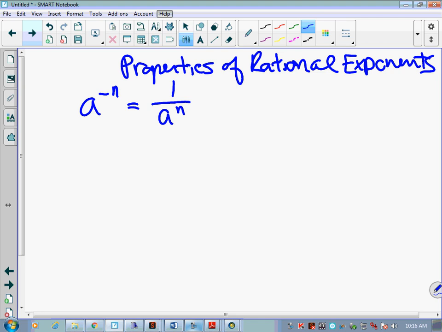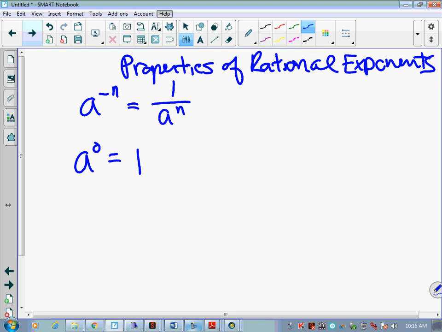Okay, the zero exponent property. Anything to the zero exponent is 1. Doesn't matter what it is. Okay? Doesn't matter if it's a variable, doesn't matter if it's a number. Anything to the 0 power is equal to 1.